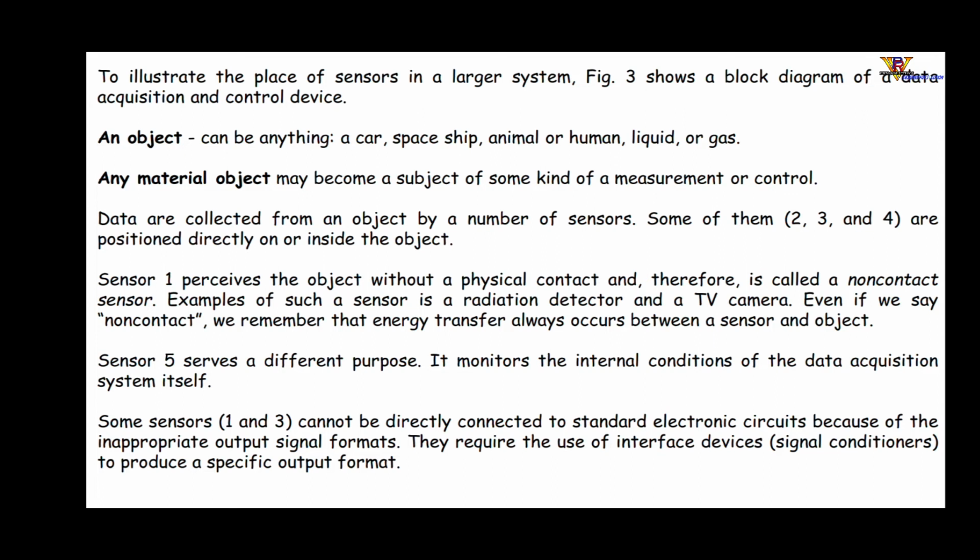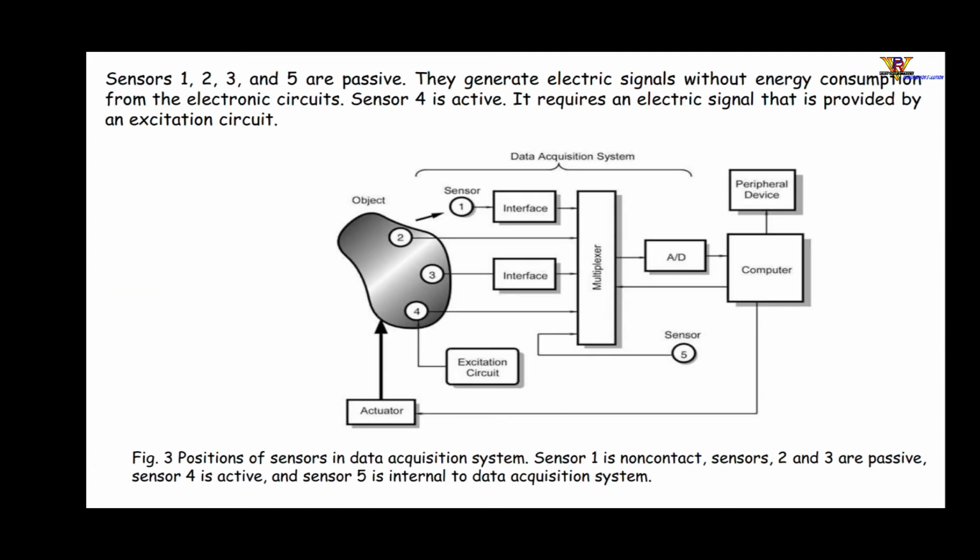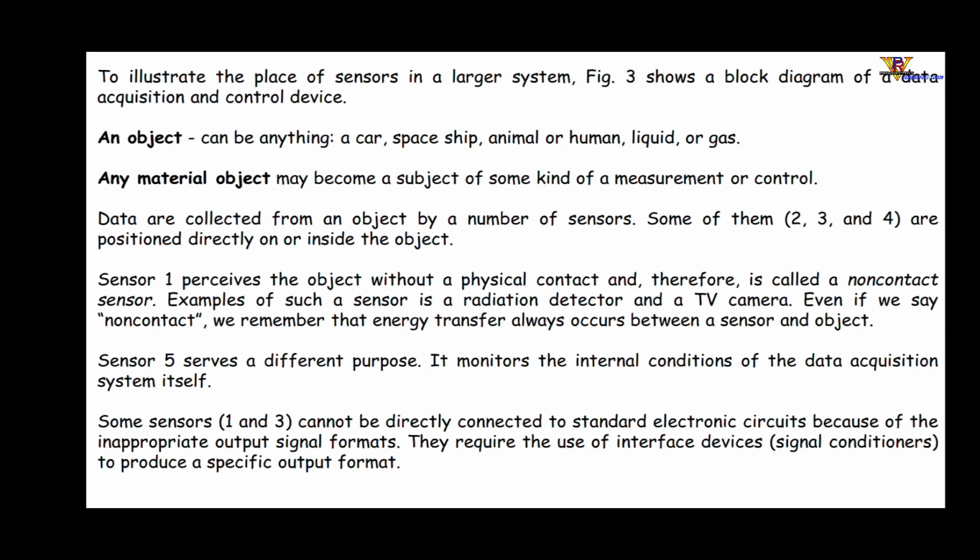Data are collected from an object by a number of sensors. So from a car, spaceship, animal or human, we can collect data by a number of sensors. Some of them, 2, 3, 4, are positioned directly on or inside the object. So in this slide, we have an object here, and you can say that sensors 2, 3, 4 are directly connected to the object.